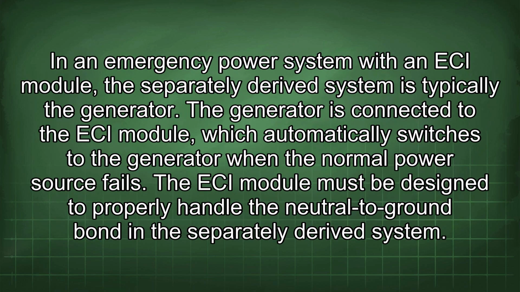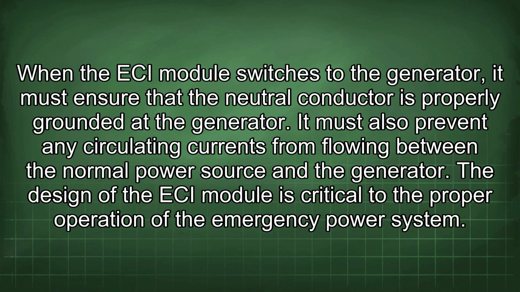In an emergency power system with an ECI module, the separately derived system is typically the generator. The generator is connected to the ECI module, which automatically switches to the generator when the normal power source fails. The ECI module must be designed to properly handle the neutral to ground bond in the separately derived system. When the ECI module switches to the generator, it must ensure that the neutral conductor is properly grounded at the generator. It must also prevent any circulating currents from flowing between the normal power source and the generator.